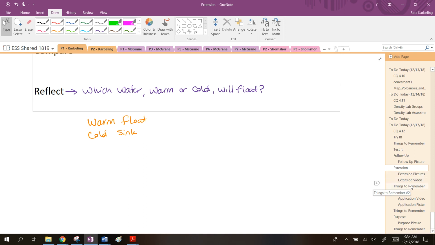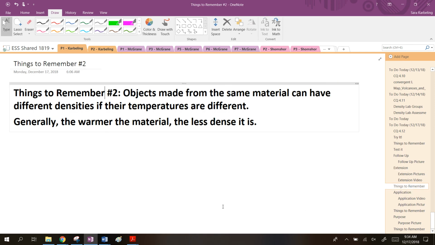And we are ready for thing to remember at number 2. Here it comes. Things to remember number 2. Objects made from the same material can have different densities if their temperatures are different. Okay? If the temperatures are different, objects made from the same material can have different densities. Generally, the warmer the material, the less dense it is.